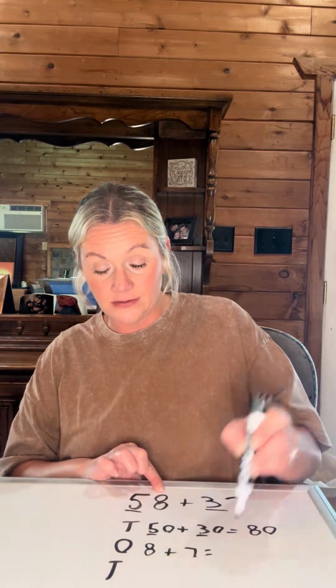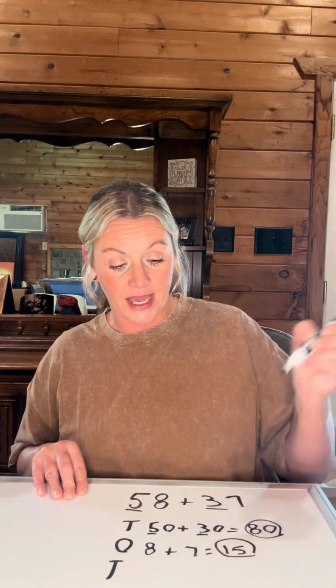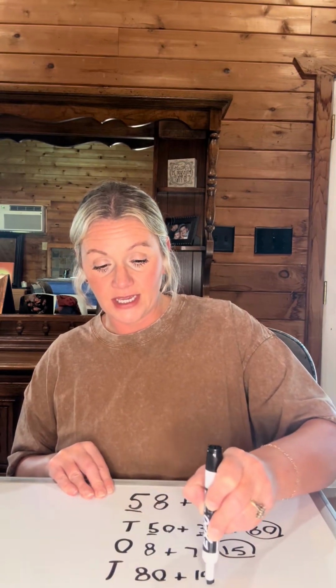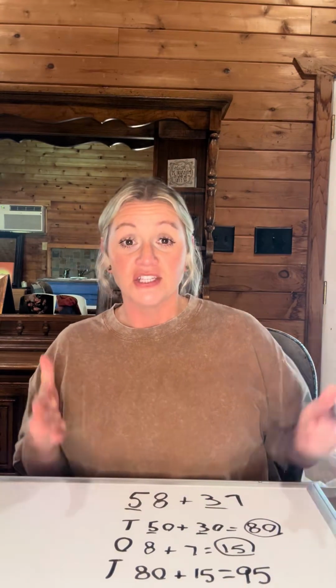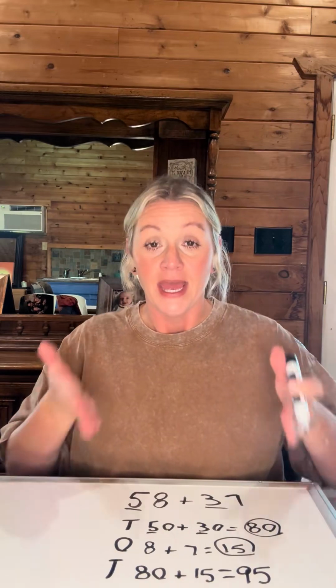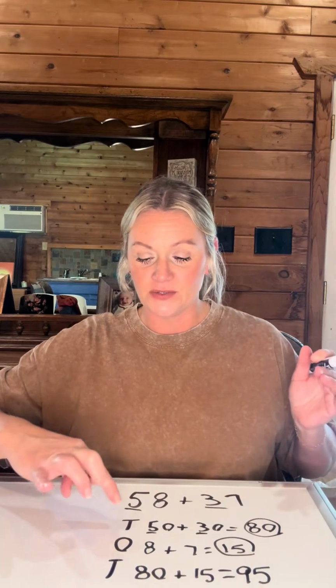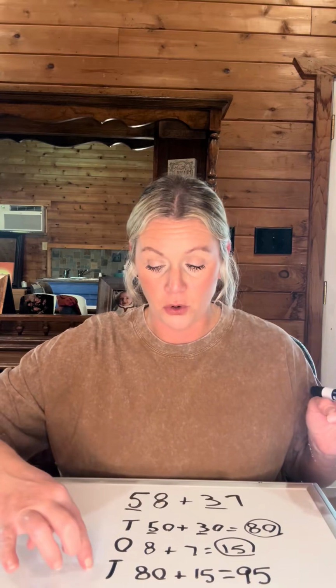So then we move on to the ones, and you get 8 plus 7 gives us 15. And then for our total, we are combining the 80 and the 15. So we're going to say 80 plus 15, and we're going to get 95. Okay, so obviously we teach this way. What my students noticed is we never wrote out tens, ones, or total, but what they realized is it's spelled tot. So we just started calling it the tot method, okay?